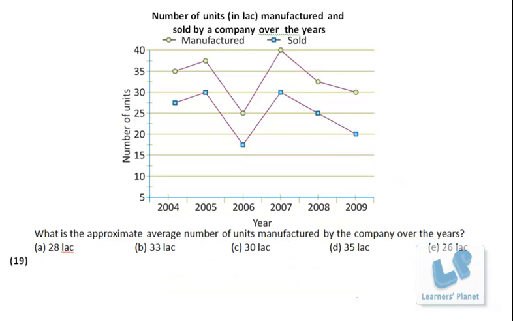Now friends, further we have to find out the approximate average number of units manufactured by the company over the years, right? So one choice is to add up all the data, that is 35, 37.5, and so on, and divide the result by 6 to get the approximate average. Or you can reduce your calculation: just look at the deviation from the mean value. Whatever mean you can assume, I assume as of now 35.